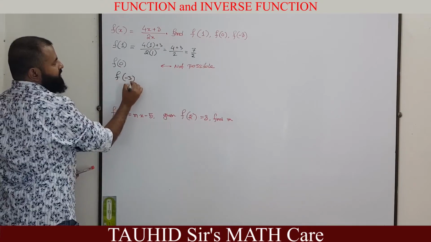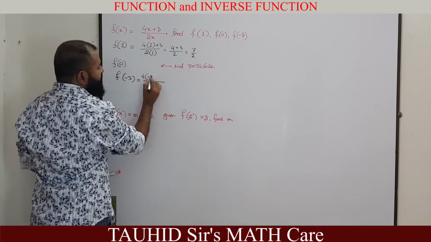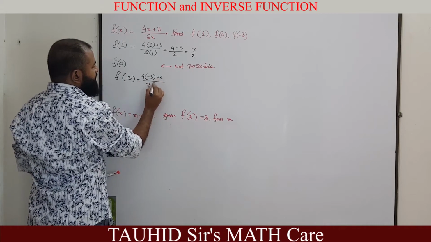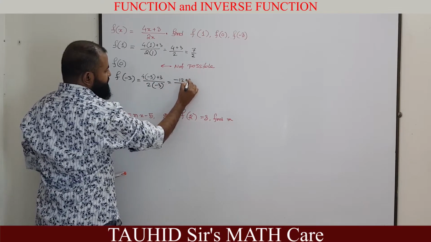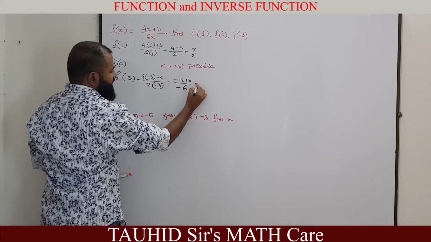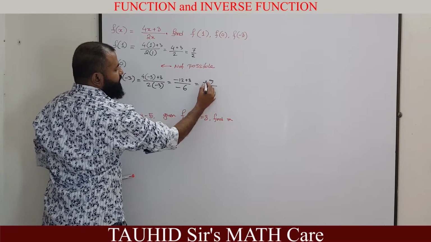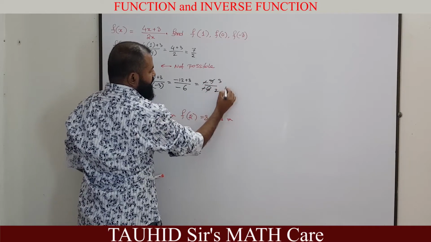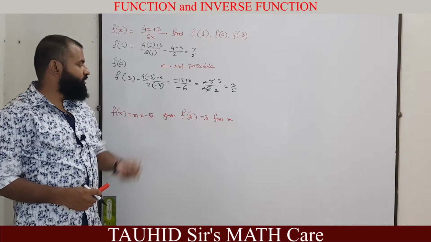f(-3) equal to, we will put -3 in place of x. (4 into -3 + 3) divided by (2 into -3). (-12 + 3) divided by -6. -9 divided by -6. 3/2. This is the procedure of finding the value of a given function.